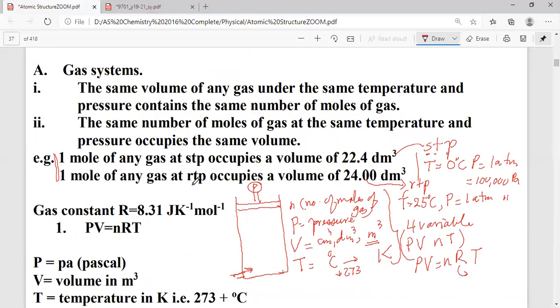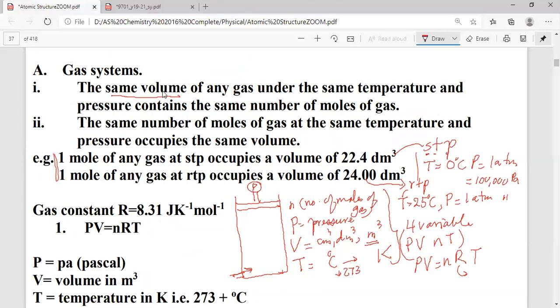See, a gas system, the same volume. For what we've done, what was the volume? 24 dm3 of any gas. I don't care whether it's oxygen or carbon dioxide or nitrogen or C2H6. Under the same temperature, which was room temperature, and the same pressure, which we say the pressure equals 1 atmosphere, contain the same number of moles of gas, right? n equals 1. Okay, this is correct. This is a gas law.